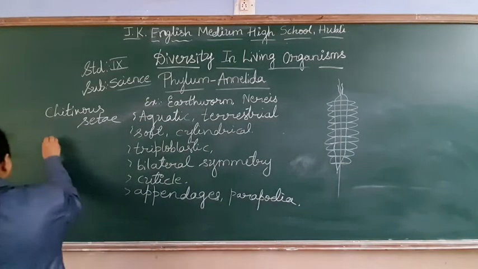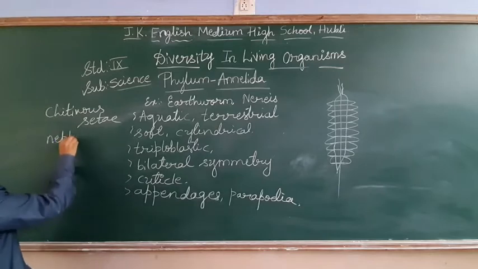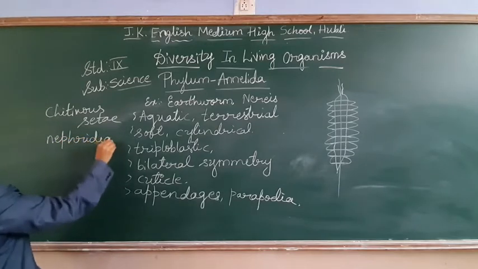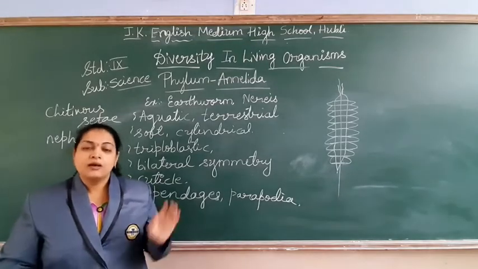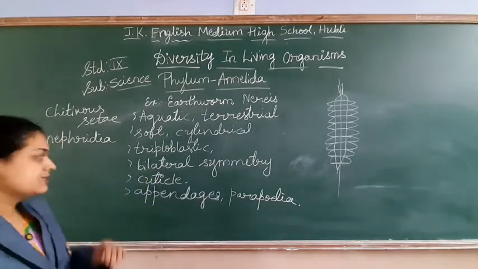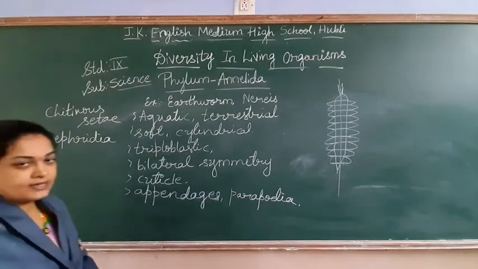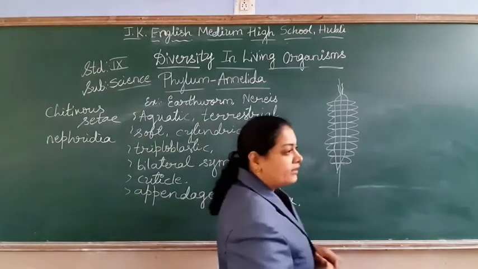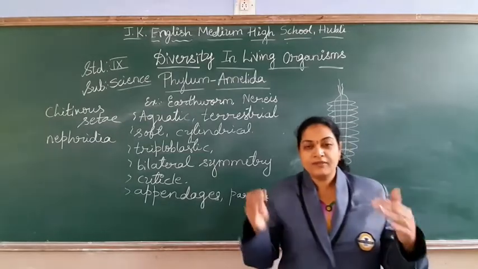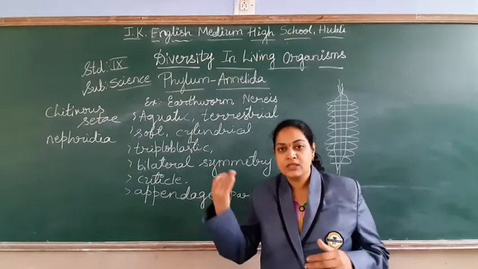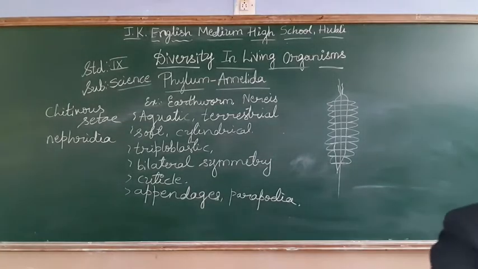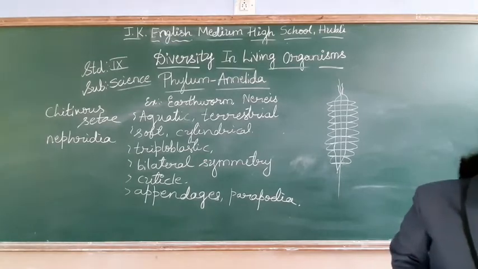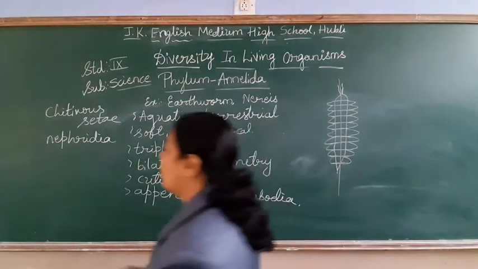Next, what about excretion? Excretion takes place with the help of a structure called nephridia. Exactly, we don't find an excretory system, but there is the beginning of an excretory system, a structure called the nephridia. With the help of the nephridia, whatever waste materials are produced in the body are eliminated. Next one, nervous system: brain and nerve cord are present.